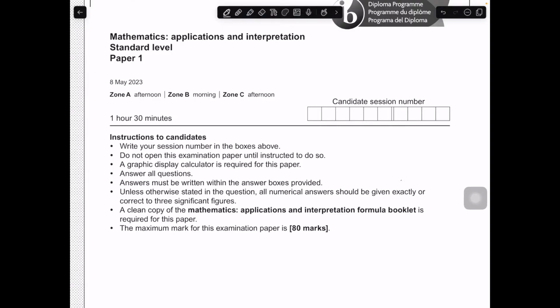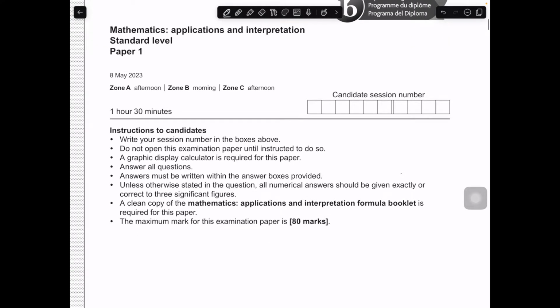Alright, first things first, this is the rubric, often kind of neglected. One careless or unfortunate way to lose marks is given right here. It says, unless otherwise stated in the question, all numerical answers should be given exactly or correct to 3 significant figures. So to give something an exact answer would be, for example, to write it as root 2. If it asks you to give an exact answer, then it needs to be given an exact answer. But if you do use decimals, they should always be given to 3 significant figures.